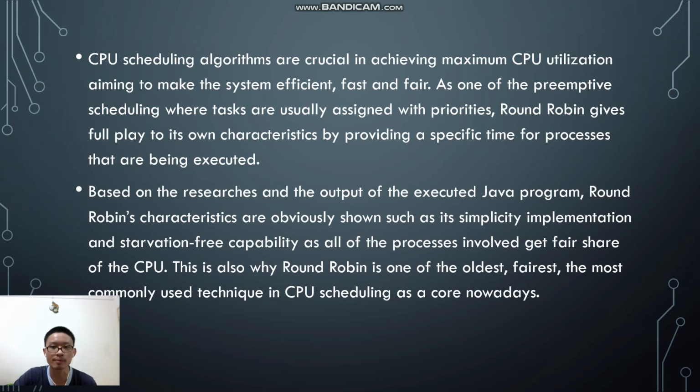This means that for each process that is involved in the execution, round-robin principle will ensure that the time given to each process is equally same, so that the processes can be executed fairly. Based on the researches and the output of the executed job program that we shown in this project, round robin's characteristics are obviously shown, such as its simplicity implementation and starvation-free capability, as all of the processes involved get fair share of the CPU. This is also why round robin is one of the oldest, fairest, the most commonly used technique in CPU scheduling as a core nowadays.